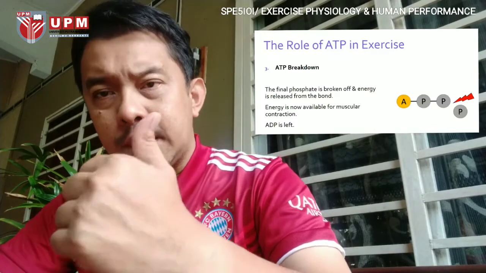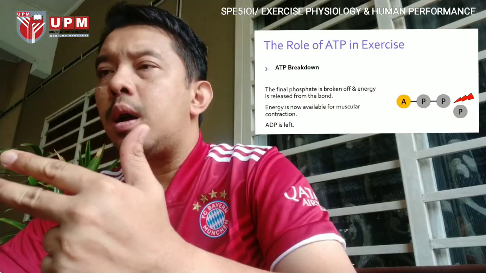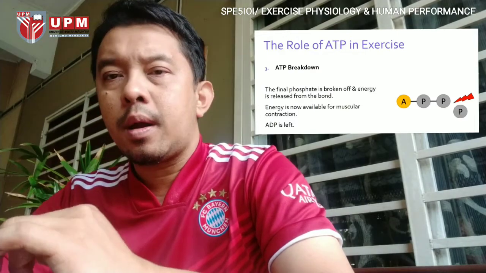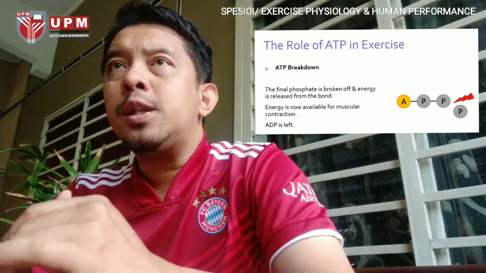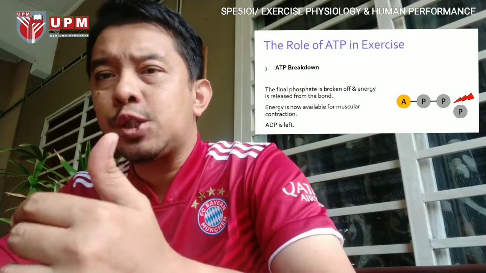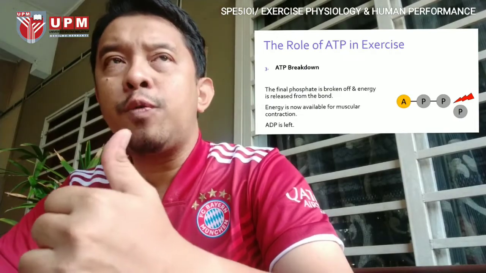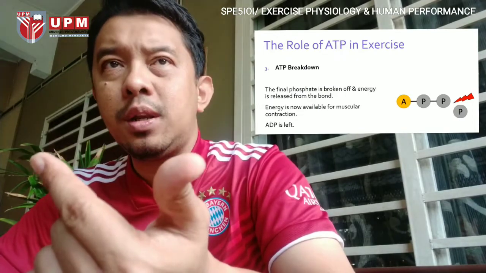And during exercise, the final phosphate, the third phosphate along the line of the adenosine group, is broken off chemically. In this state, energy is released to the muscle, leaving 2 phosphates plus 1 adenosine, which becomes ADP, adenosine diphosphate. So di is for 2, tri is for 3.